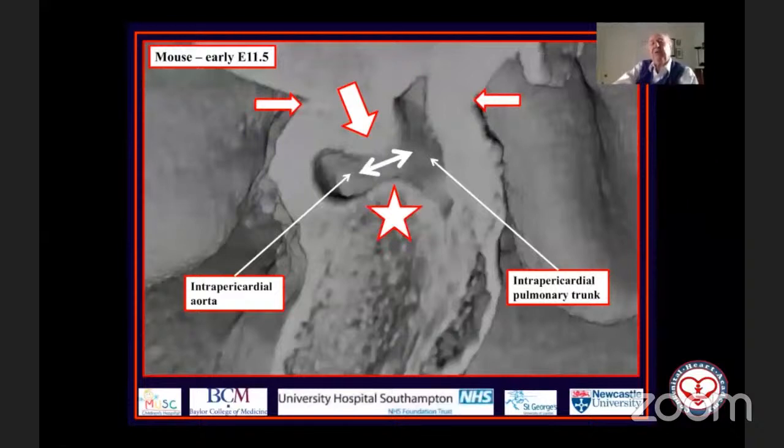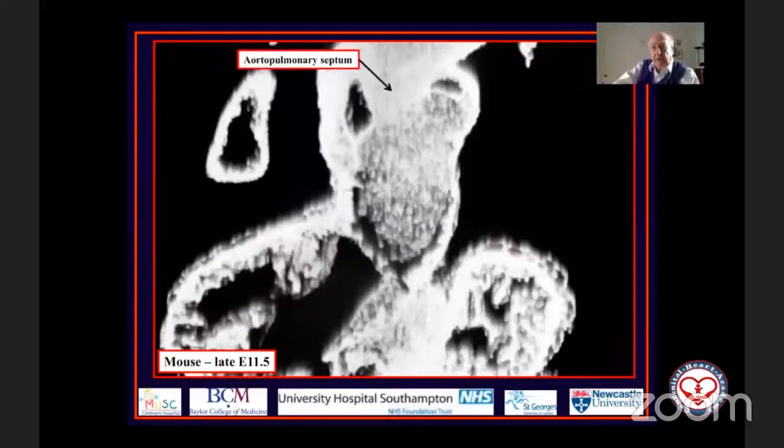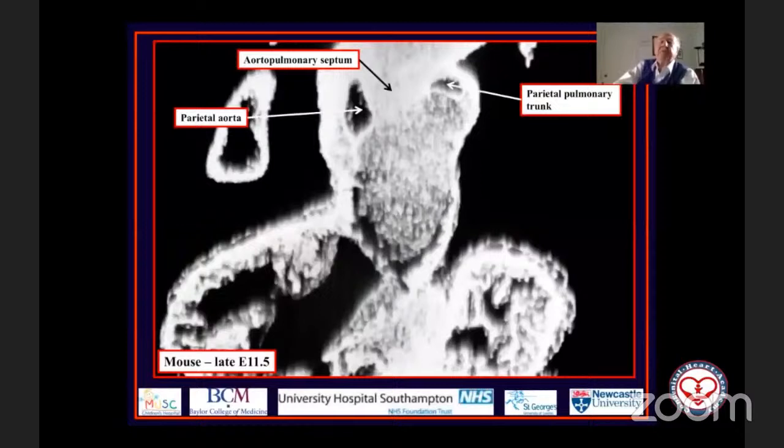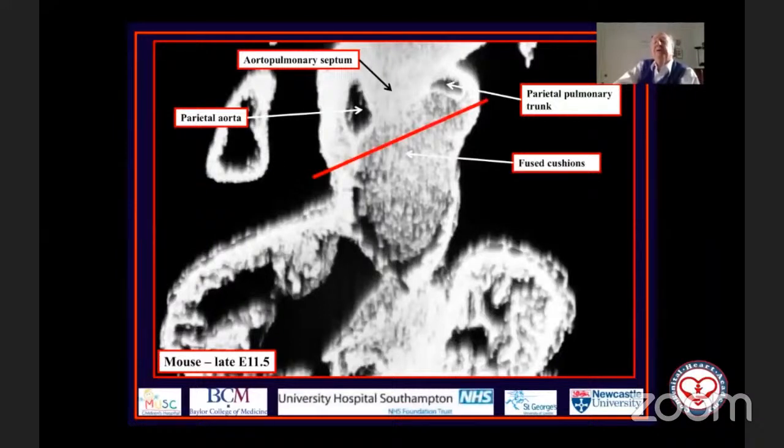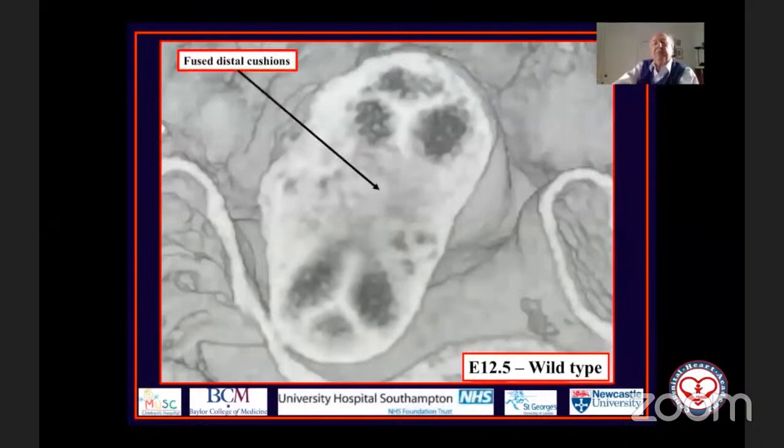The key point: the aortopulmonary septum is dividing and separating the distal part of the outflow tract. And if all goes well, that aortopulmonary septum separating the parietal intrapericardial aorta and the parietal intrapericardial pulmonary trunk will fuse with those cushions and will divide the distal outflow tract into the intrapericardial arterial trunks. So the cushions separate the middle and the proximal parts of the outflow tract. And if we look at a cross-section of the middle part, you can see very nicely how the cushions fuse in the middle, separating the arterial roots.